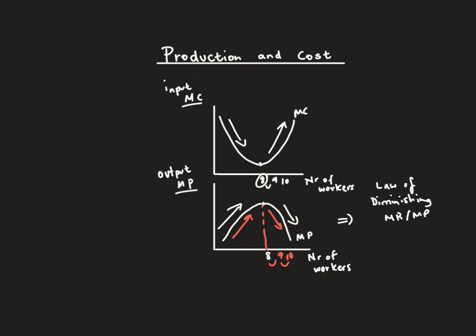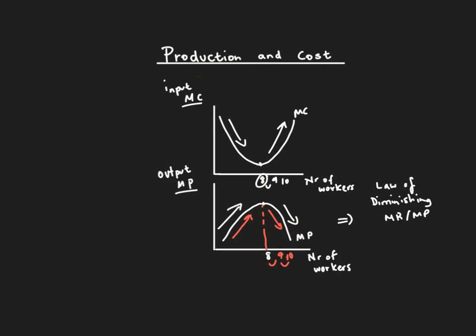So we can see here that they're the exact opposites of each other, and the understanding is using the concept where you rely on one of them. So if your marginal cost is decreasing, that means your marginal product is increasing, and if your marginal cost is increasing, then your marginal product is decreasing.